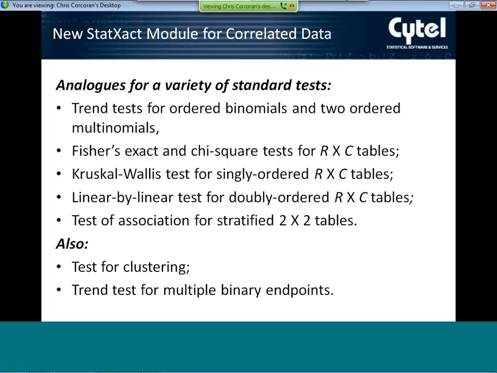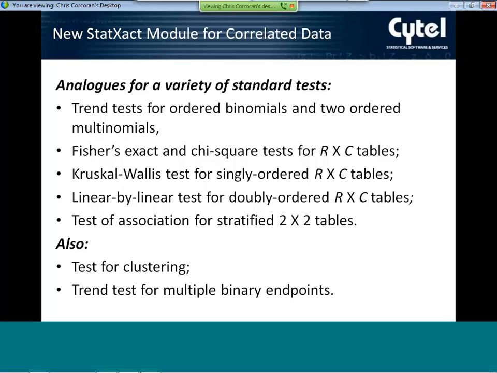And so now the module in StatXact contains analogs for all of the standard tests that we use for tabular data. So in other words, there's a trend test, which can also be stratified. There's a test for two ordered multinomials. And by the way, I'm going to step through examples for each of these over these last 10, 15 minutes of my presentation.